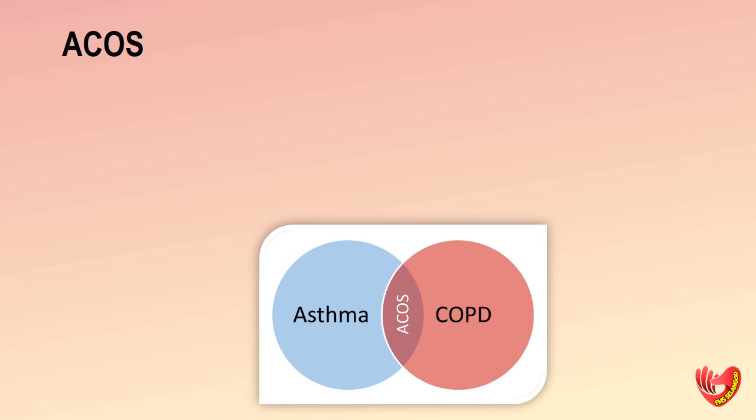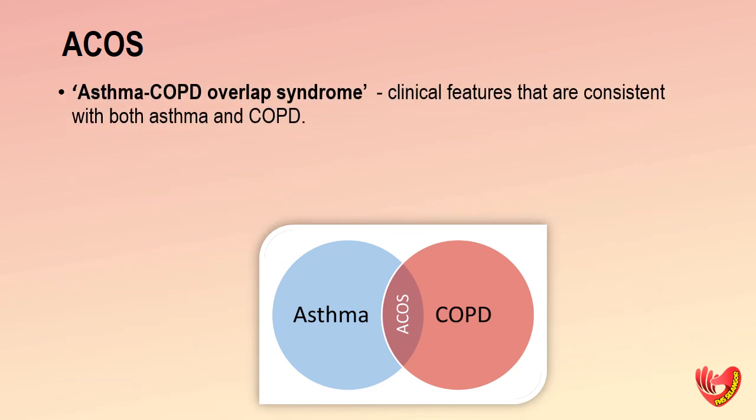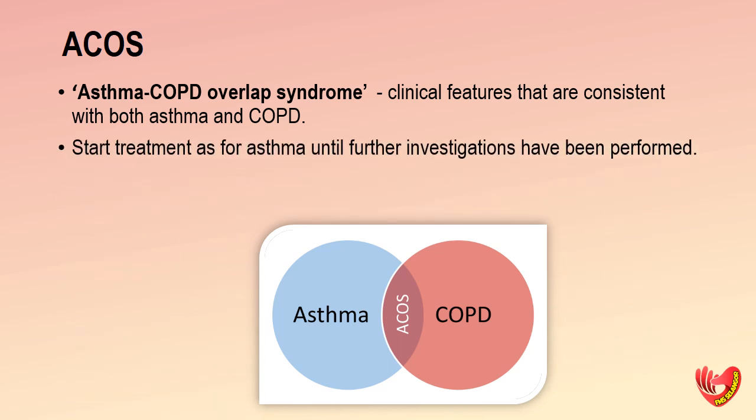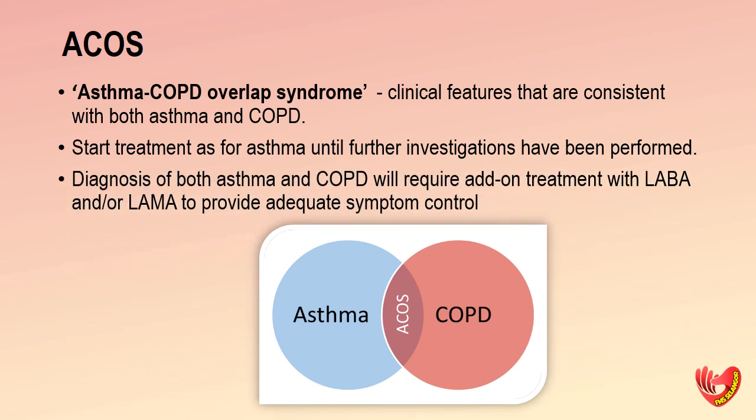Briefly on asthma COPD overlap syndrome, which is also known as ACOS. ACOS are terms used to collectively describe patients who have persistent airflow limitation, together with clinical features that are consistent with both asthma and COPD. Start treatment as for asthma until further investigations have been performed. Patients with features or diagnosis of both asthma and COPD will usually also require an add-on treatment with LABA and/or LAMA to provide adequate symptom control.